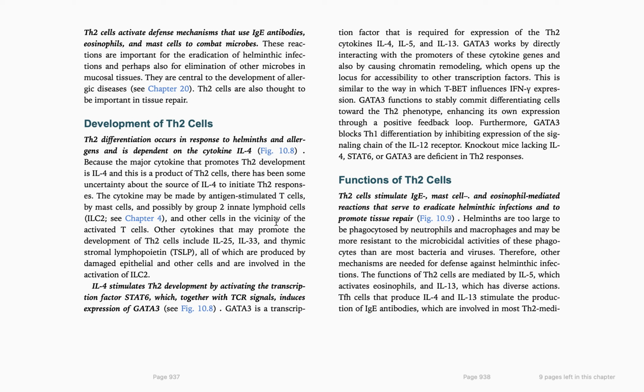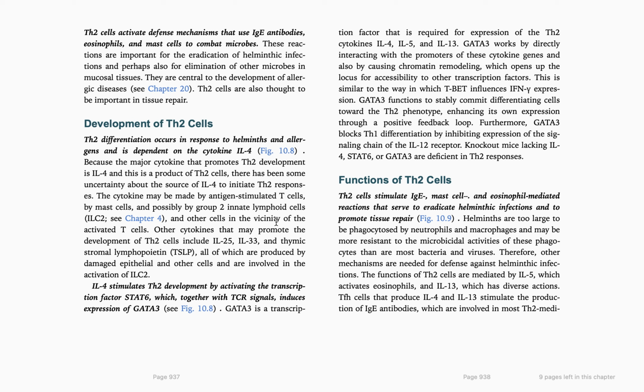GATA3 is the transcription factor that is required for expression of the T helper 2 cytokines interleukin 4, 5, and 13. GATA3 works by directly interacting with the promoters of these cytokine genes and also by causing chromatin remodeling, which opens up the locus for accessibility to other transcription factors. This is similar to the way in which T-bet influences interferon gamma expression.